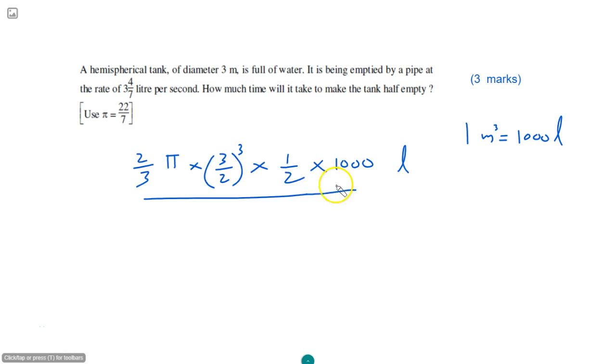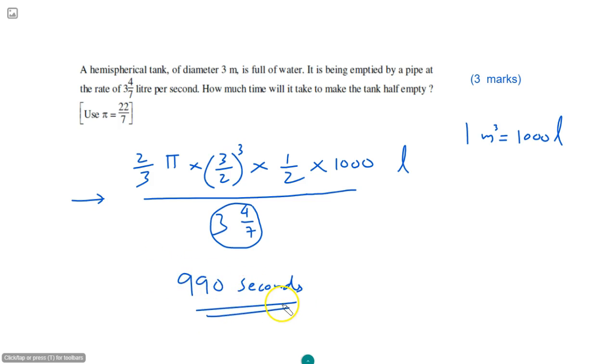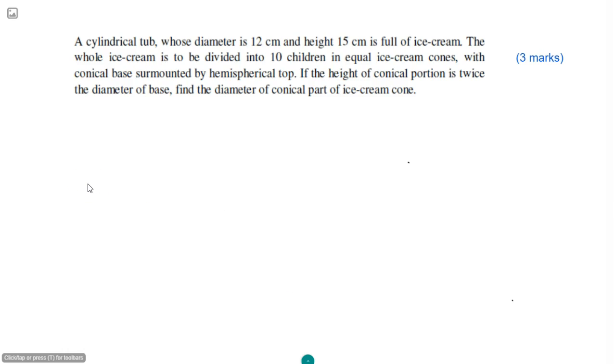And then you need to divide that by the rate at which it is being emptied. That's 3 4/7. And this answer is going to be in seconds. So the time in seconds will be given by this expression. So if you do this calculation after simplifying, for example, by converting this mixed fraction into an improper fraction and so on, and substituting the value of pi, you'll finally get 990 seconds. That's your answer.